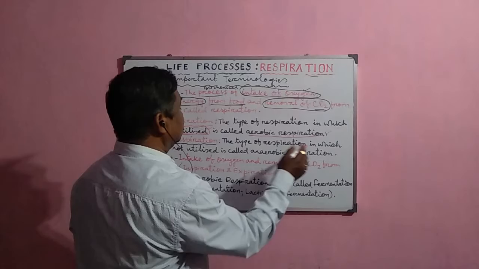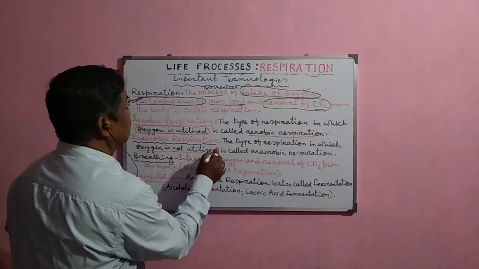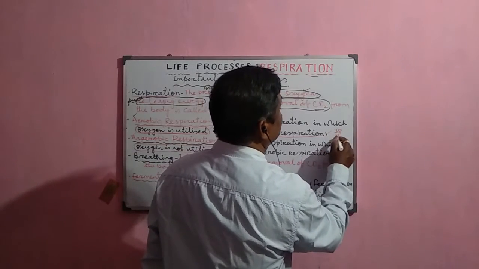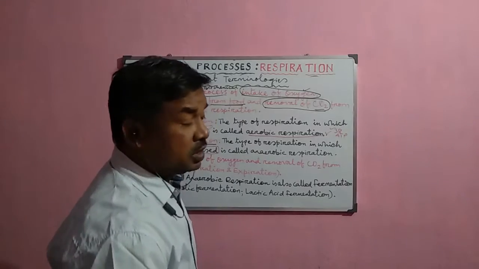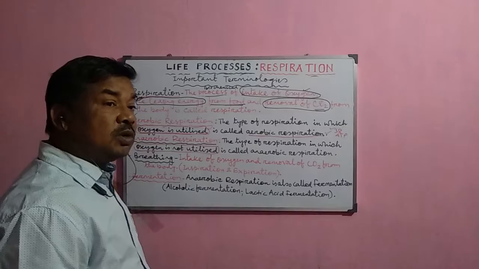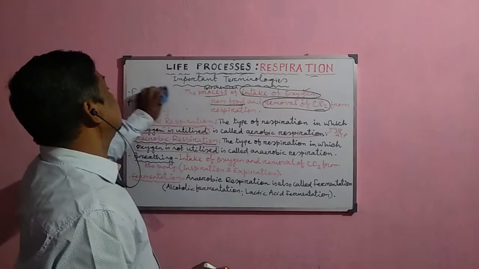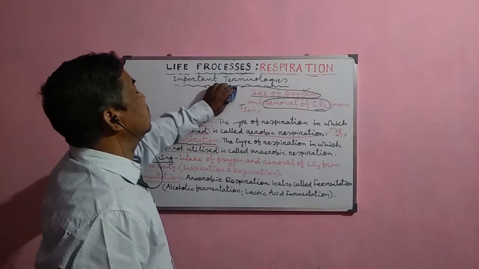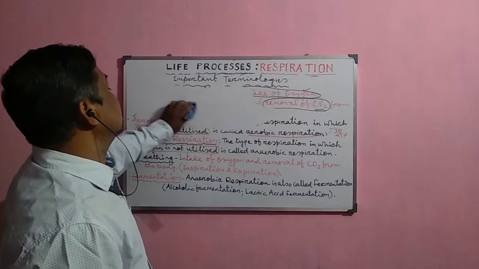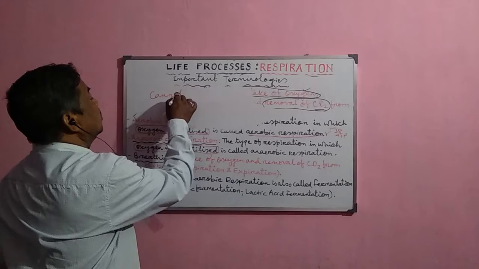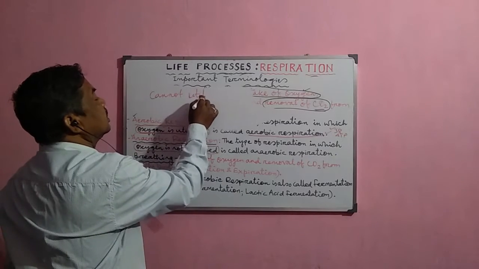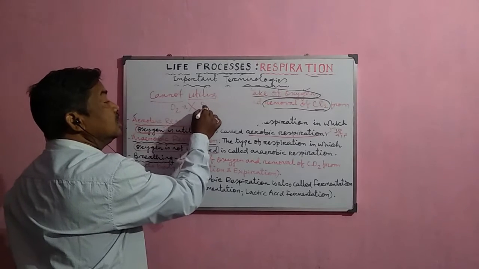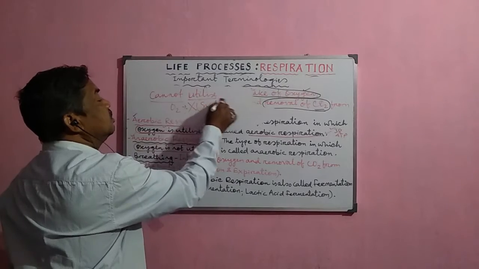Here, it is the type of respiration in which oxygen is not utilized. Why is oxygen not utilized? Because during aerobic respiration, 38 ATP molecules are produced from one molecule of glucose. So if it is so efficient, then why is oxygen not utilized by some organisms? Because in some organisms, the system is not so well developed that they can utilize the oxygen. For example, in case of bacteria, their system is not so well developed, so they cannot use oxygen. The oxygen may be there in the atmosphere, but they cannot utilize it because their system is not well developed.